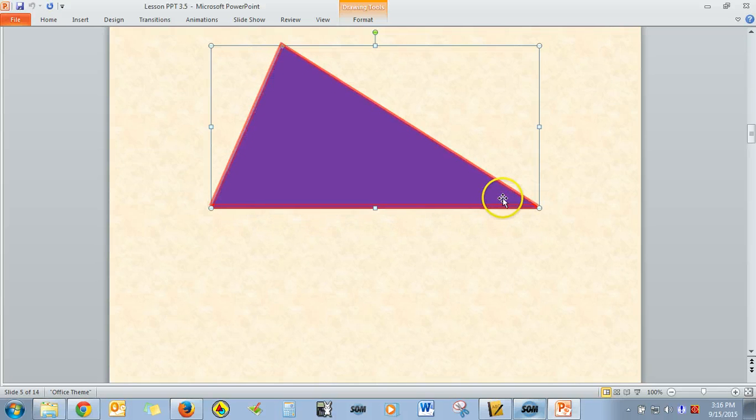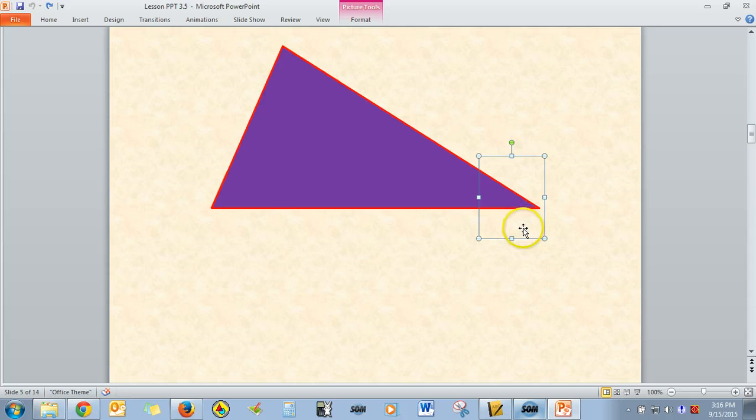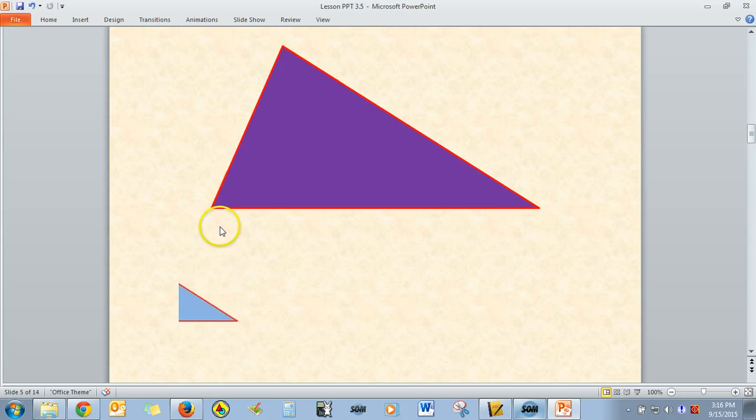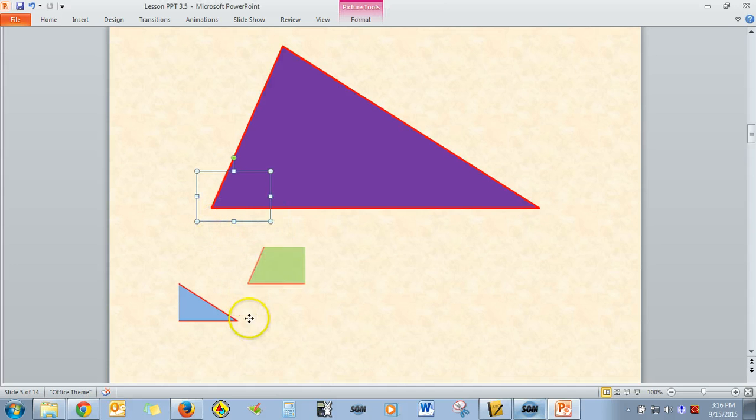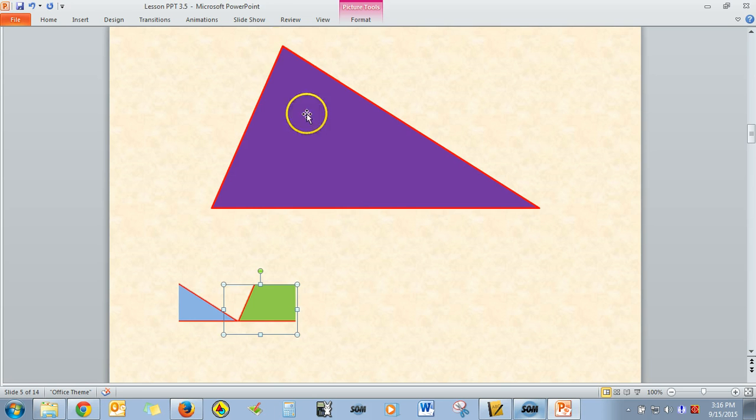Gonna cut them off like so. And we're gonna see what the three angles of a triangle add up to.